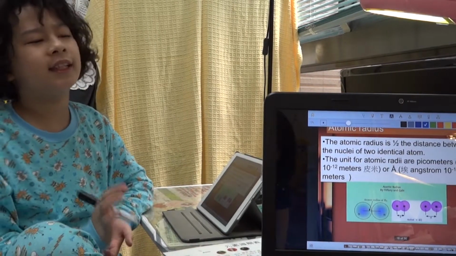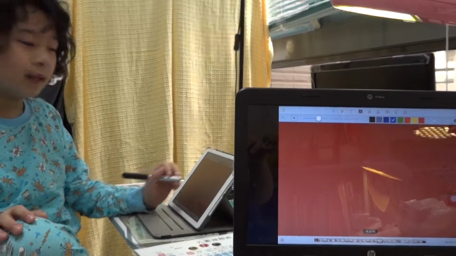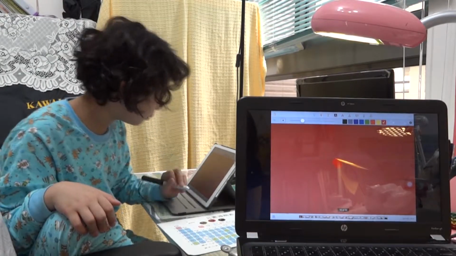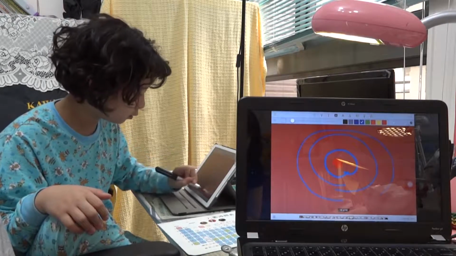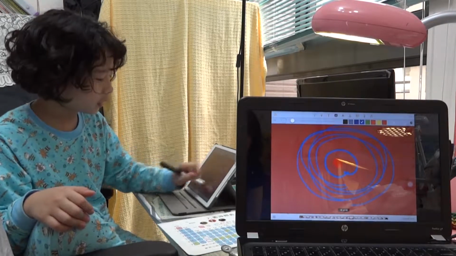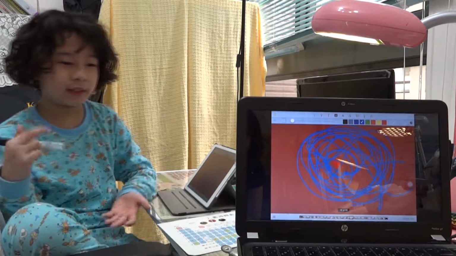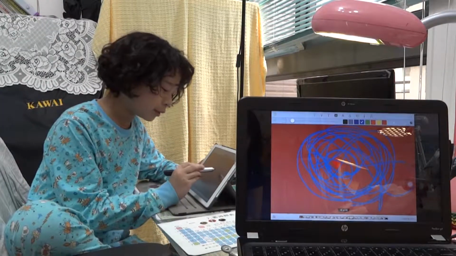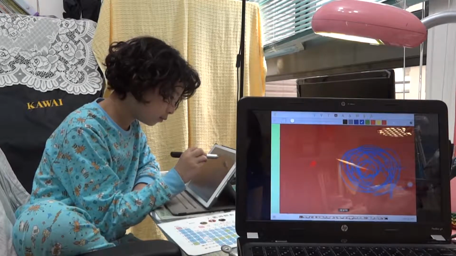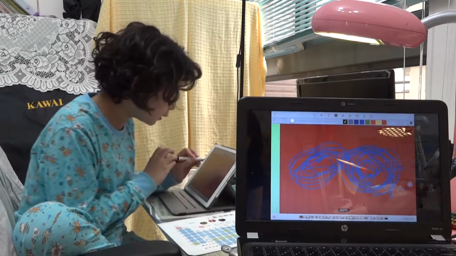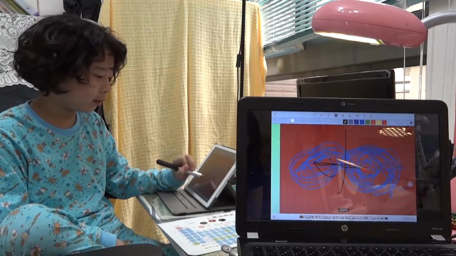What is atomic radius? Atomic radius is the radius of an atom. For example, if the nucleus is red and the electrons are blue and go around it, the electron cloud spins around it like that. Because it's hard to measure something that is moving around, we measure it by taking 2 identical atoms, measuring the distance between the 2 nuclei, and dividing it by 2. That is the atomic radius. But you need to use 2 identical atoms.